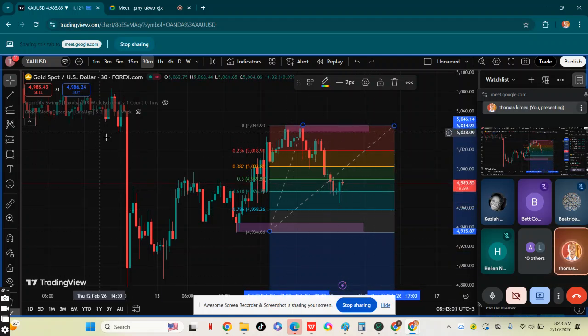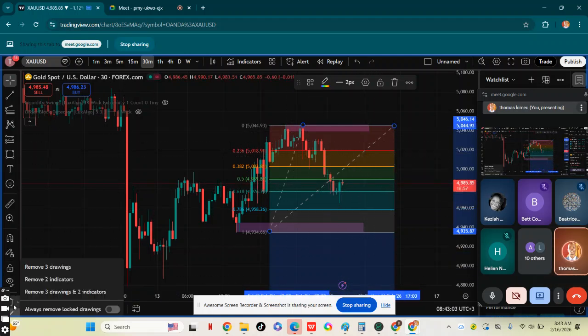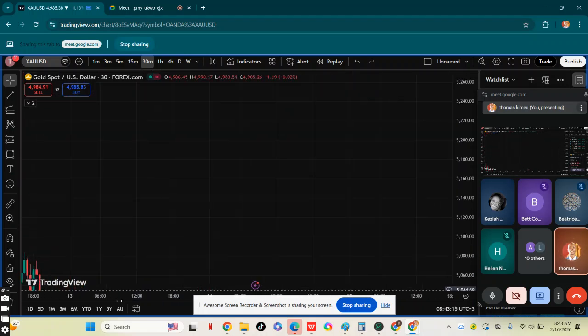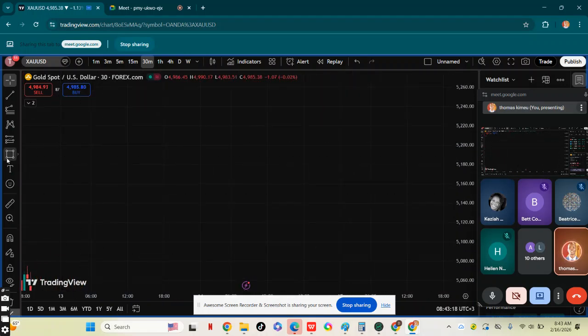Now let's talk about today's class. We're talking about the fair value gaps. What are fair value gaps? Fair value gaps are imbalances in the market. When the market creates an imbalance, that's part of fair value gaps. We term them as some of the imbalances in the market.